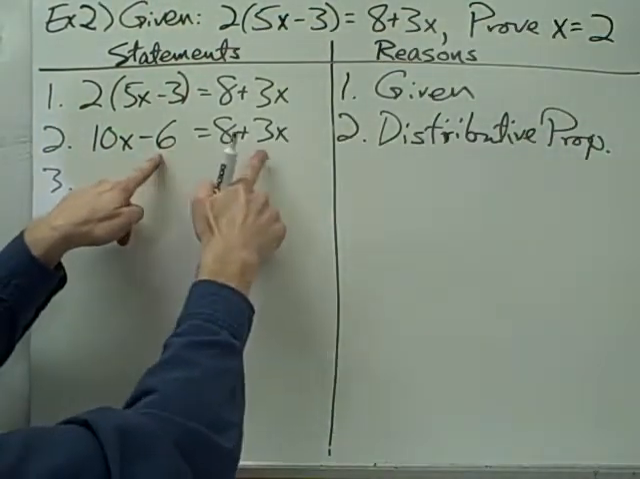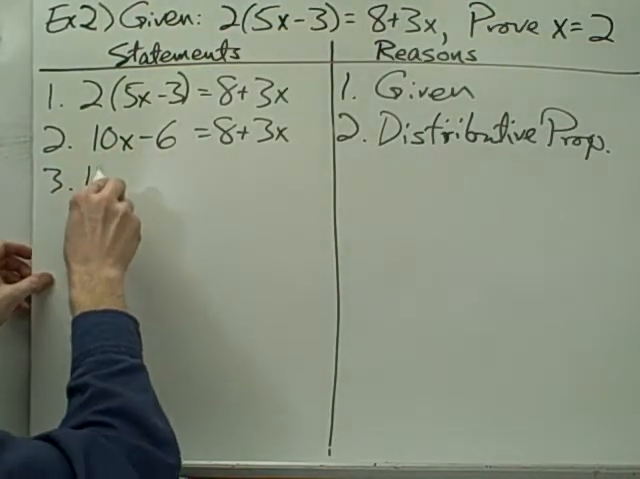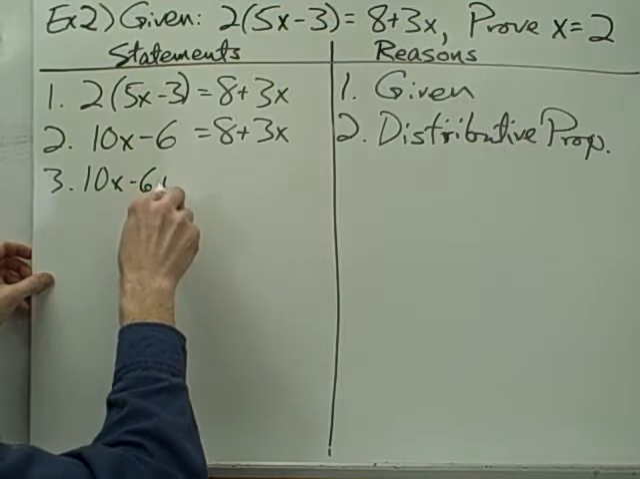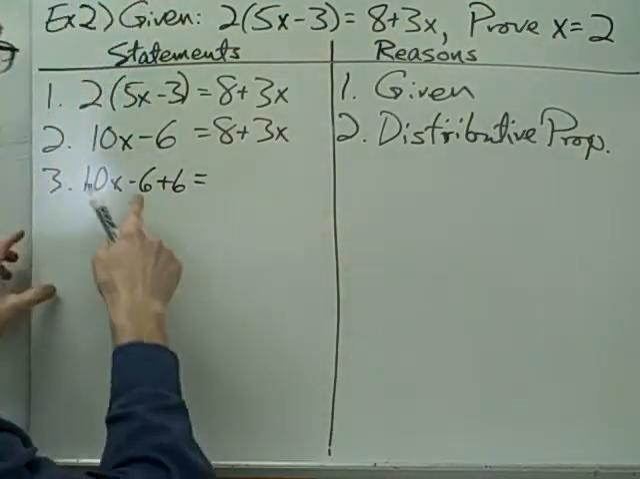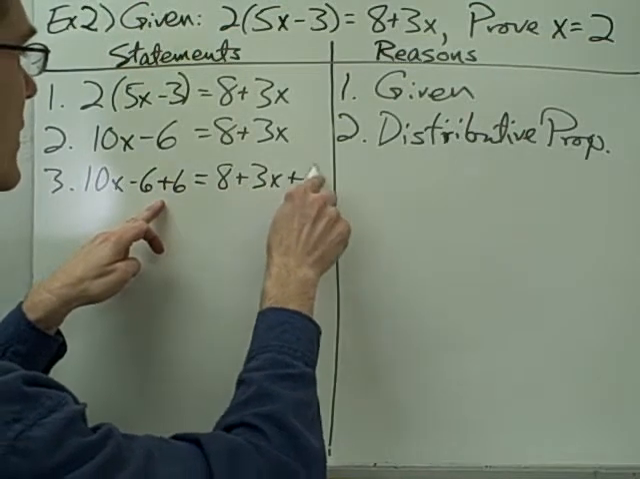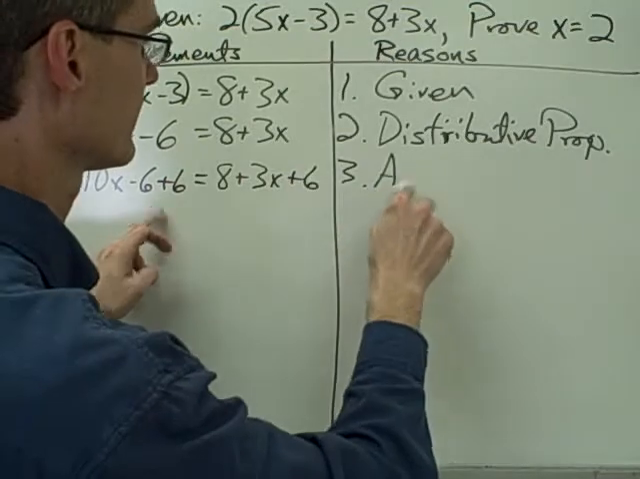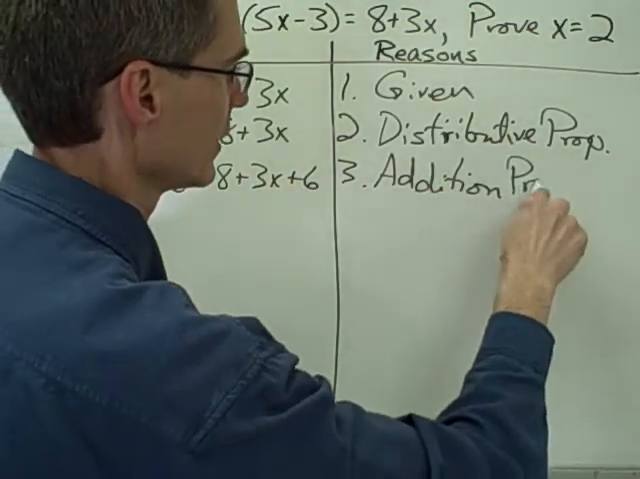My next thing I want to do here, let's see, how about if I add 6 to both sides? 10x minus 6 plus 6. Remember, I'm going to put everything on its own individual line. So I'm going to add 6 to this side, which means I'm going to add 6 to this side. That's the addition property of equality.